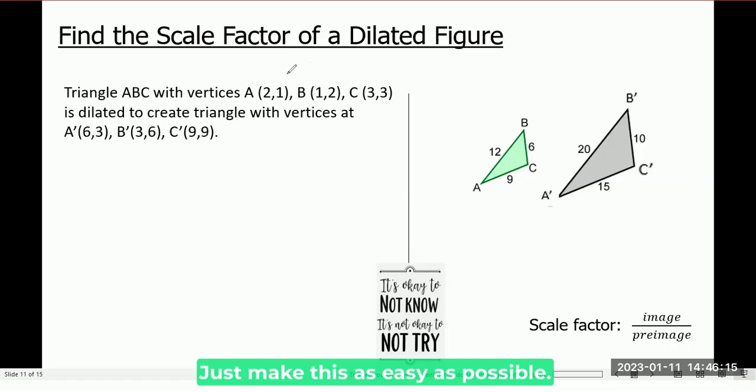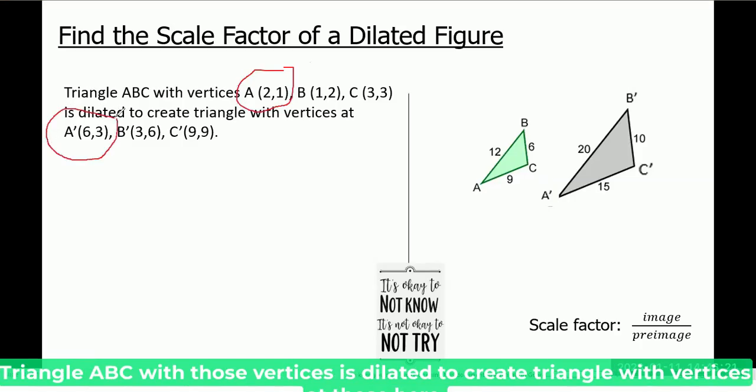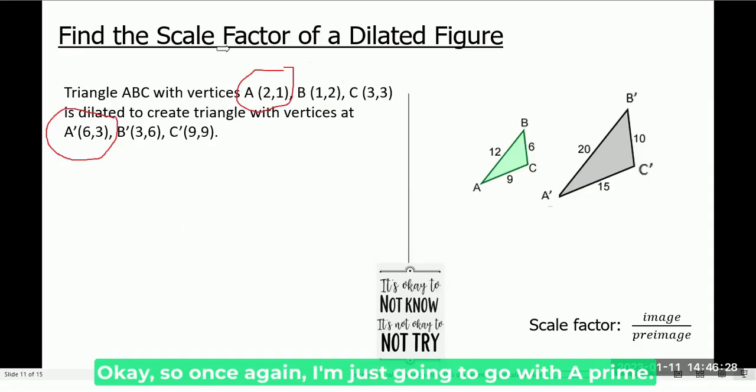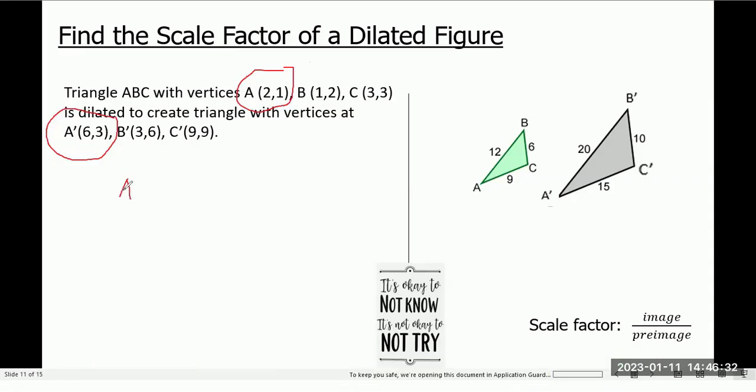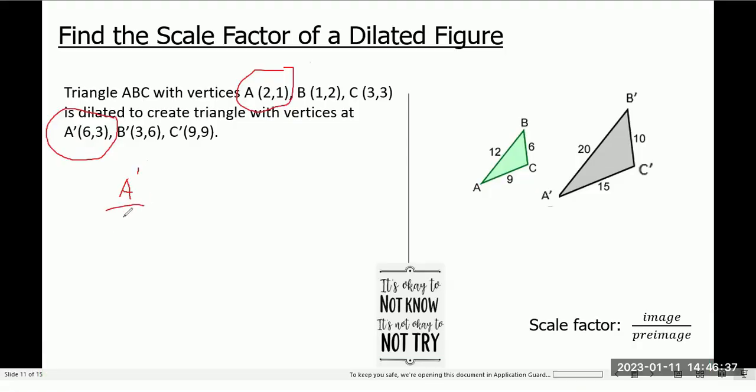All right, so I like to just focus on those A's. Just let's make this as easy as possible. So I'm going to look at this point here and this one here. Triangle ABC with those vertices is dilated to create a triangle with vertices at these here. So once again, I'm just going to go with A prime just because it's easy. It's in front. Why not? But of course, you could always do B prime or C prime.